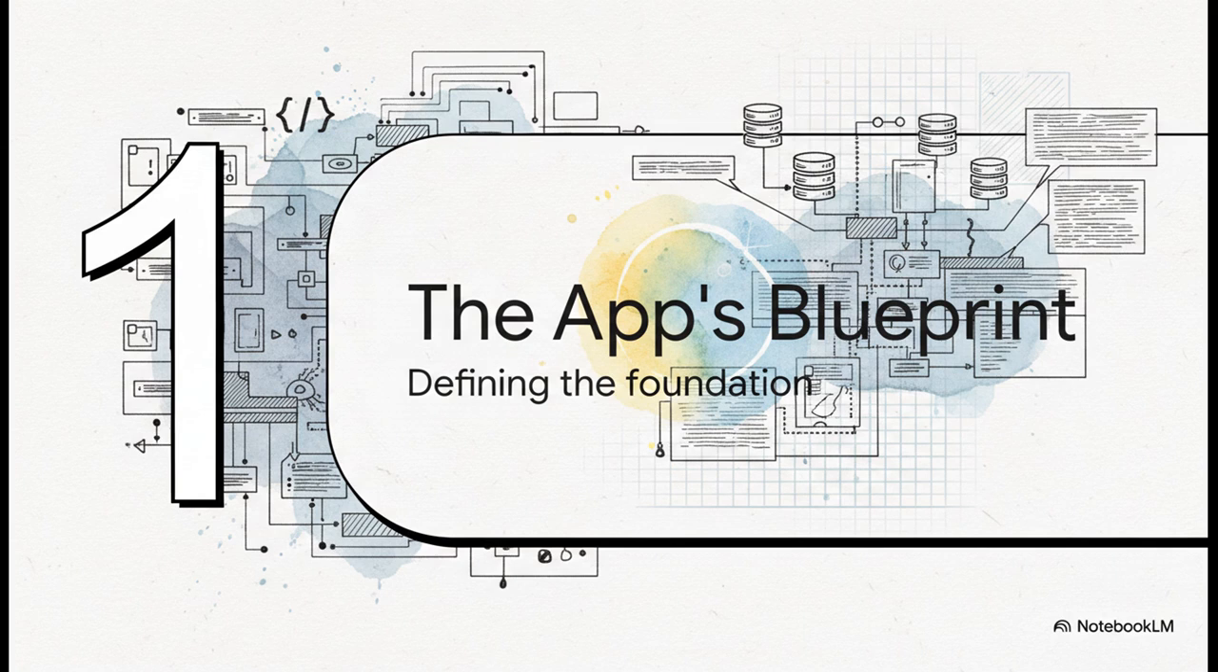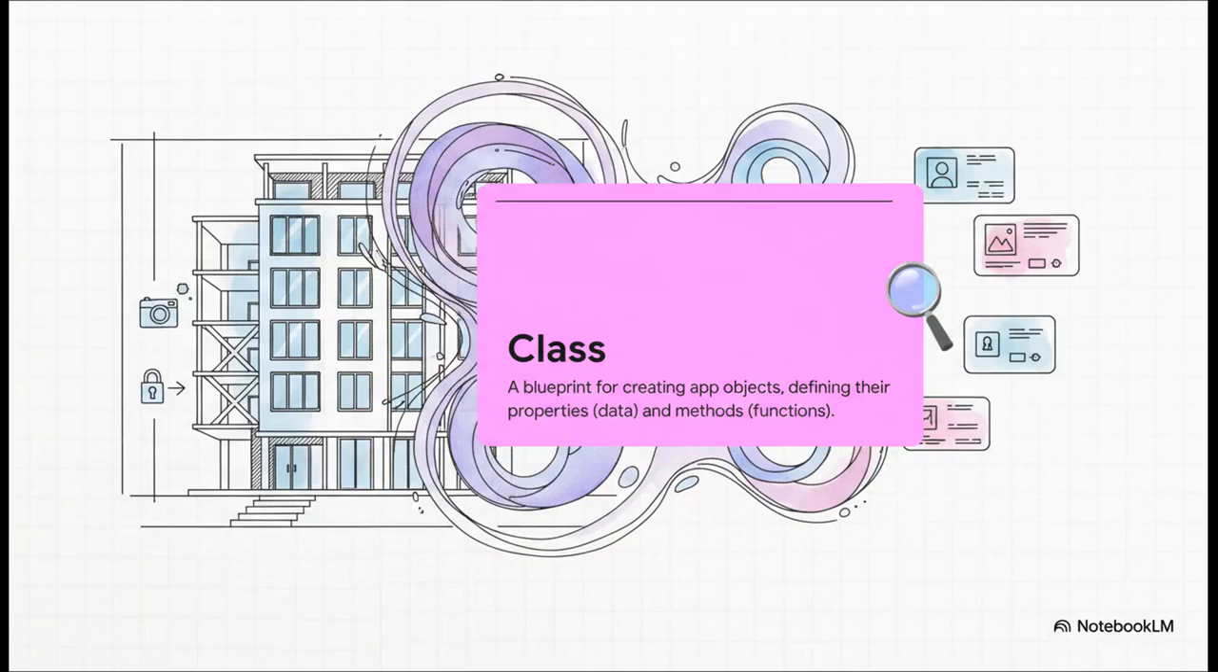The app's blueprint. Before a developer even thinks about colors or buttons, they have to lay down the rules. They have to build the entire foundation of the app using pure code. Everything, and I mean everything, gets built on top of this. So the most fundamental building block here is something called a class. And the building analogy is perfect for this. A class is literally the blueprint for a piece of the app.